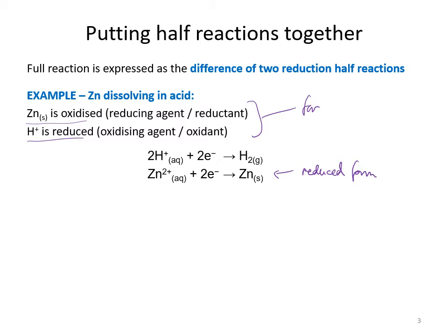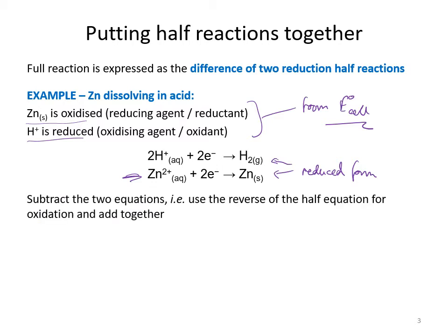I'm just going to rub that out because that's not written correctly. So this idea of knowing which one's going to be oxidized and which one's going to be reduced is going to come from this E cell that we'll meet next time. Okay, I'll just mention that now. Again, these are both written in reduced form, so we need to be able to put one back. We know that this one's going to be oxidized, so it's going to need to be flipped. Essentially, what we have to do is subtract the two equations.